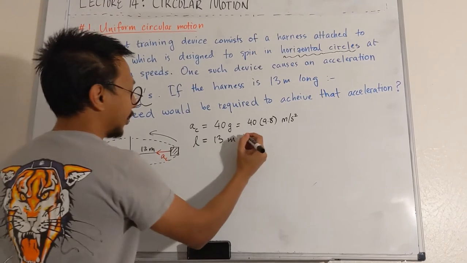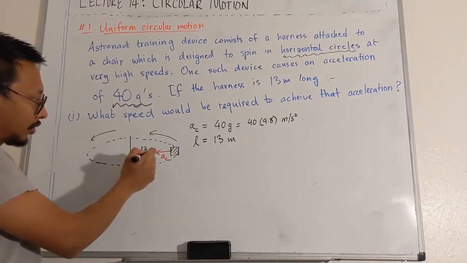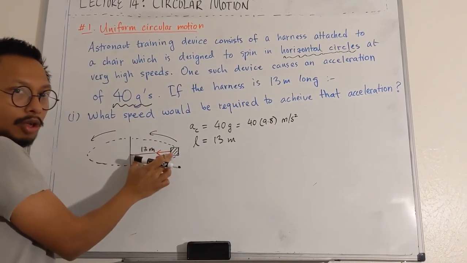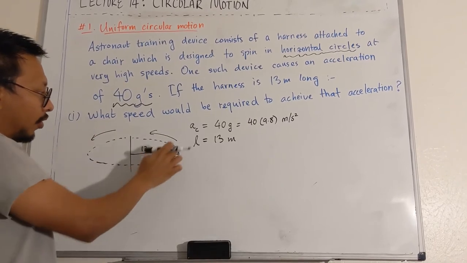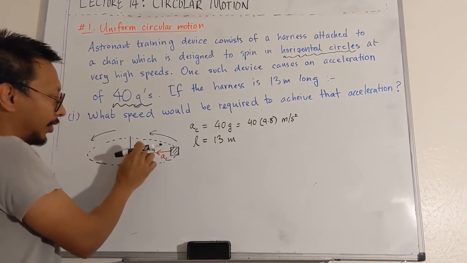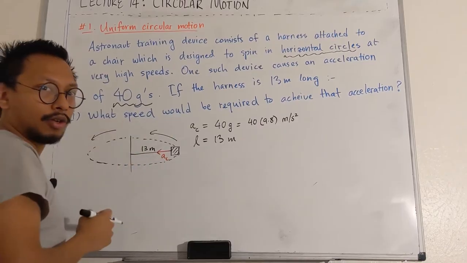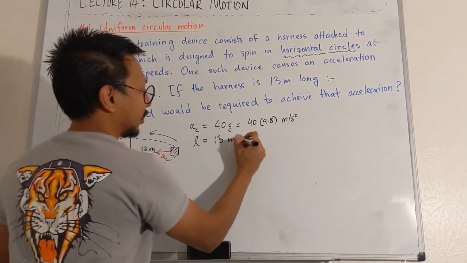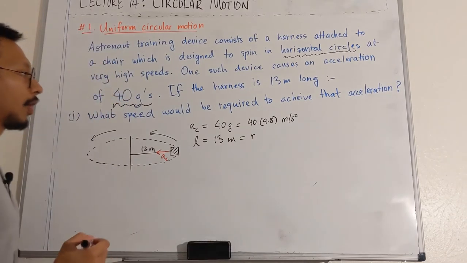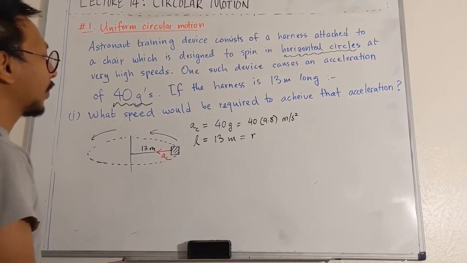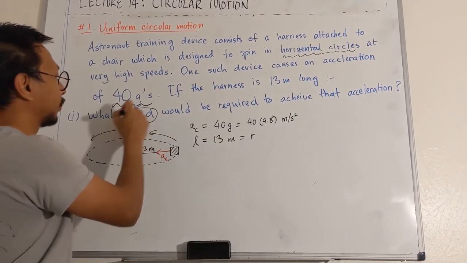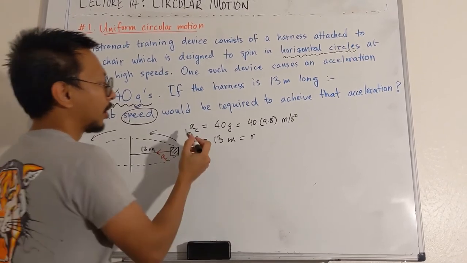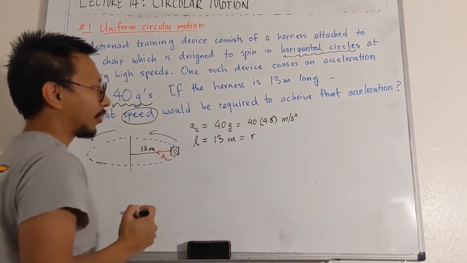L equals 13 meters. Now, if you look at this horizontal circle I drew, this 13 meters is always constant, right? So all over the circle, this is the 13 meters, the distance from the center to the circumference of the circle. So this is just the radius. So we know a_c and we know R. What do we want to find? We want to find the speed that would be required for this acceleration.